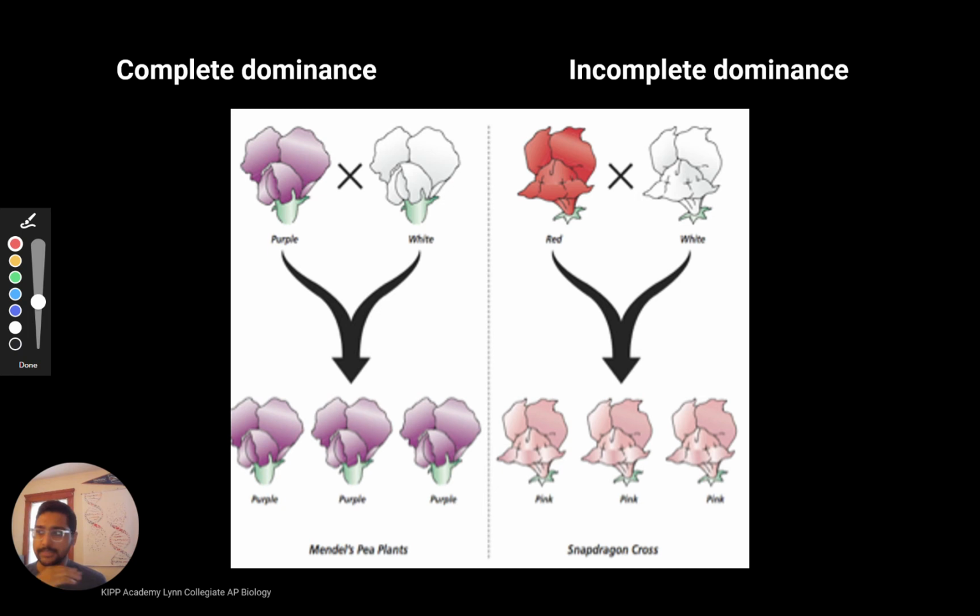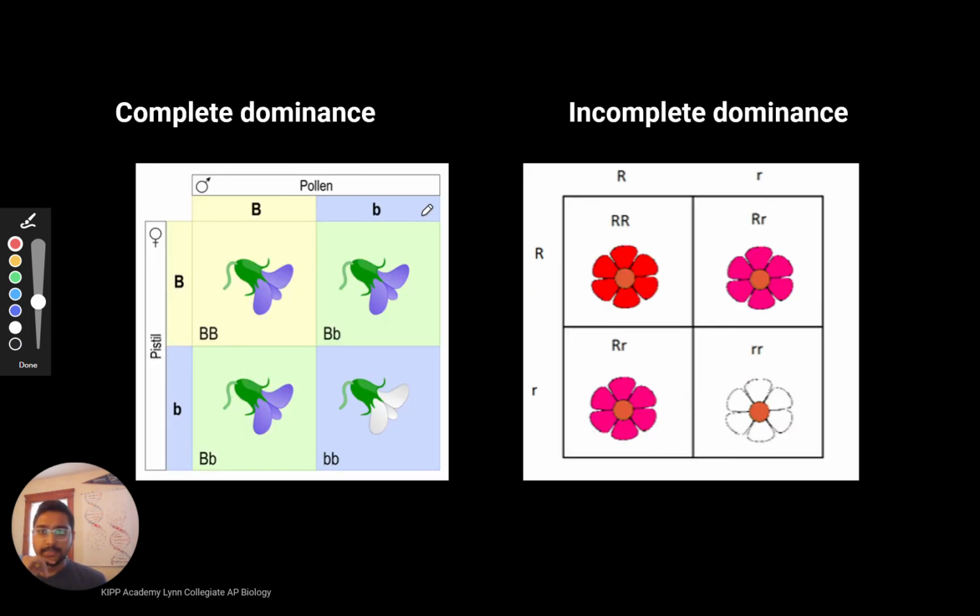Complete dominance, incomplete dominance. And so this is the example of what the Punnett square might look like. In the example of complete dominance, if you have a heterozygous individual, they're going to show up as the dominant trait. They're always going to be the dominant one. In incomplete dominance, if you have a heterozygous individual, they'll show up as a mix between the two.